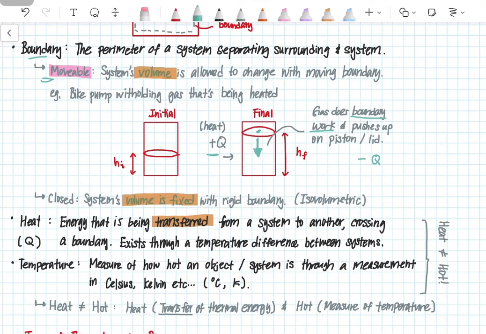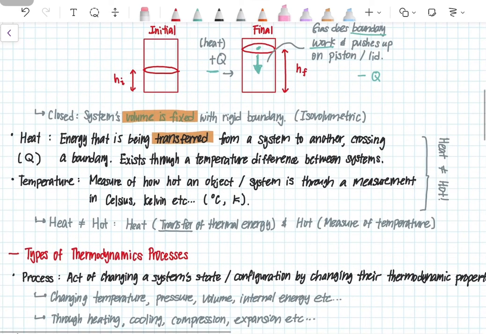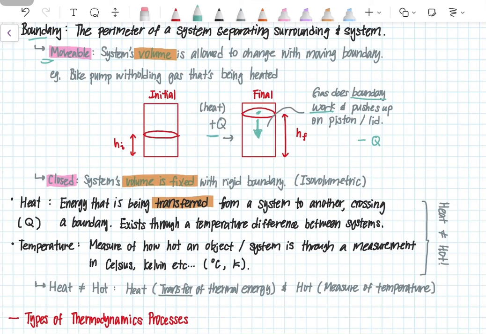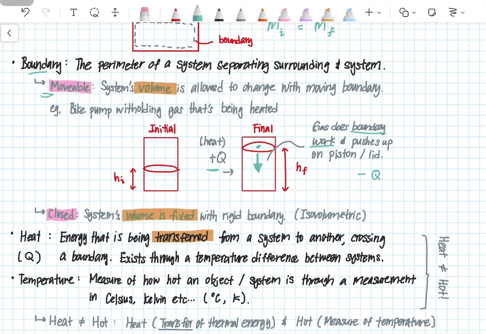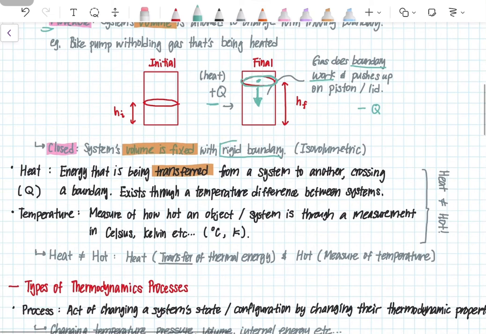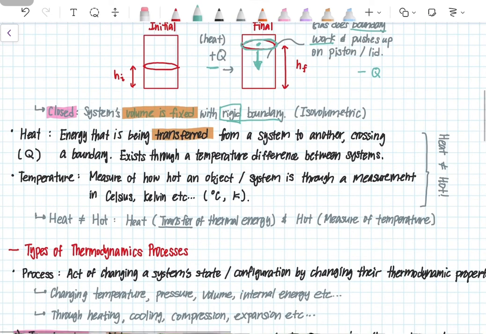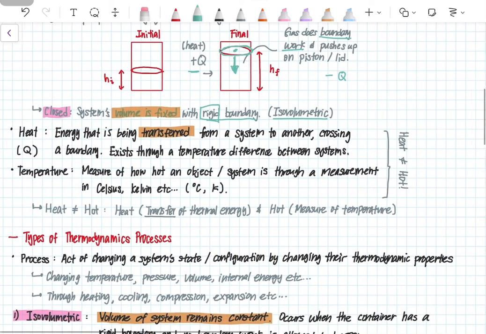So the second form of boundary is closed. This is basically when your system's volume is fixed. In a lot of questions or problem sets, they would define this as a rigid boundary because basically you don't have this piston that is able to move freely. It's rigid. It's also called isovolumetric, which is a fancy term that we will talk about later.